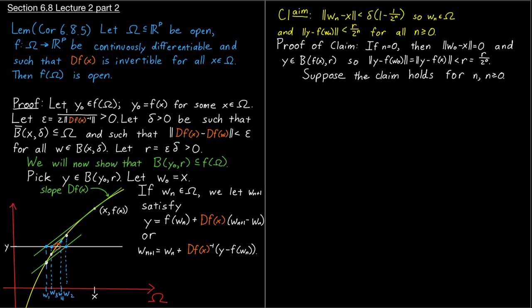All right, the first thing to notice is that y minus f of wn is less than r over 2 to the n. So, well, let's write this out. Wn plus 1 minus wn. We remember solving for that: df of x inverse of y minus f of wn.